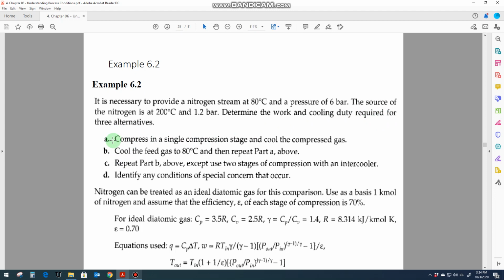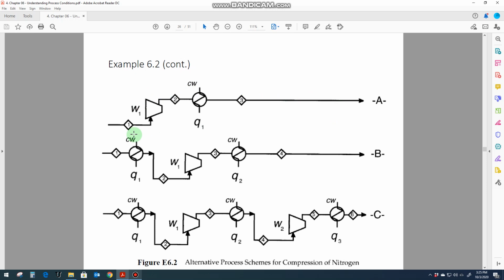Now we have to make different alternatives for this process, and we will see what the cooling duty requirement is and how much work is required for the compression. Number one, compress in a single compression stage and cool the compressed gas. So for the first alternative, you can simply compress this gas in a single stage to this pressure, and then cool down to this temperature. Now what could be the flow sheet? This one. You have the gas here, you simply compress it to 6 bar, and then you reduce the temperature to 80 degrees centigrade. So this is one alternative.